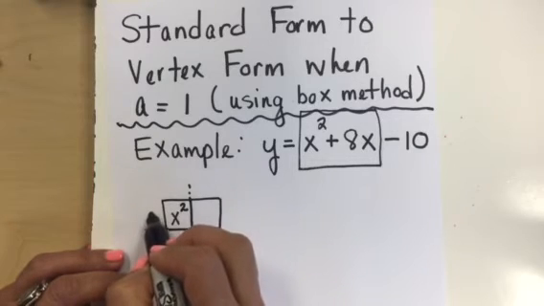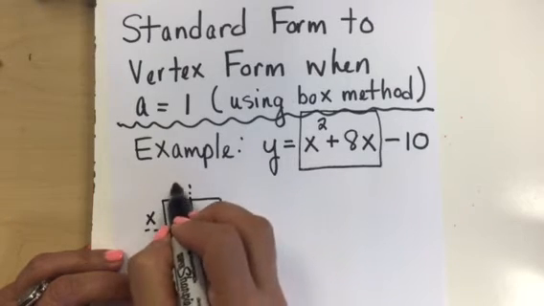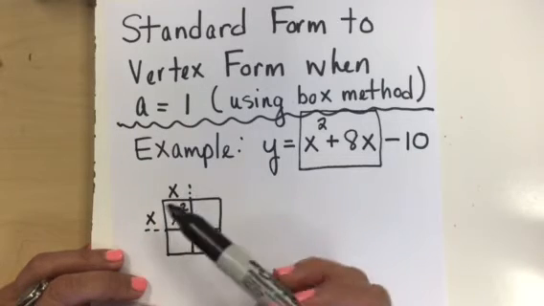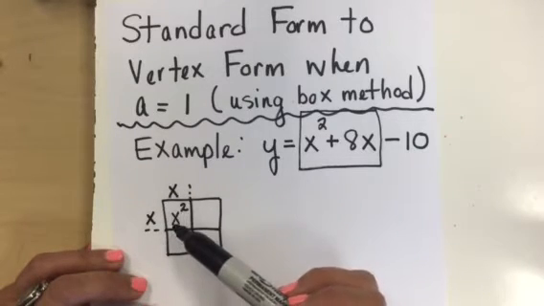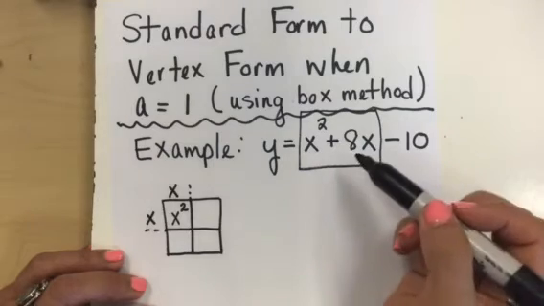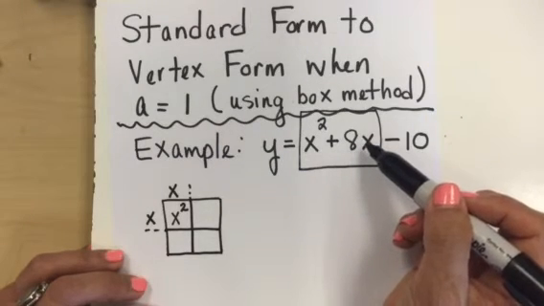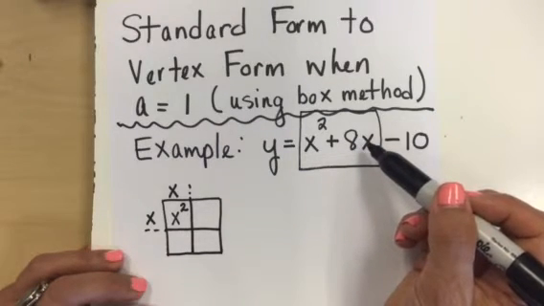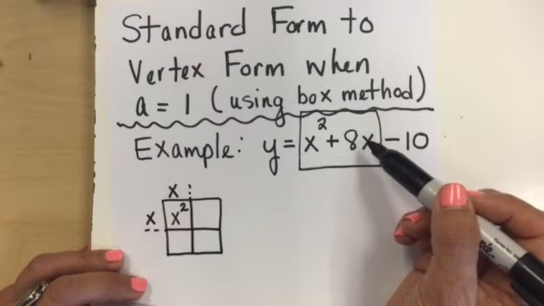That would mean that the length would be an x and the width would be an x, because x times x equals x squared. Now, let's look at our next term. Our next term is an 8x. How would we represent 8x in this square?